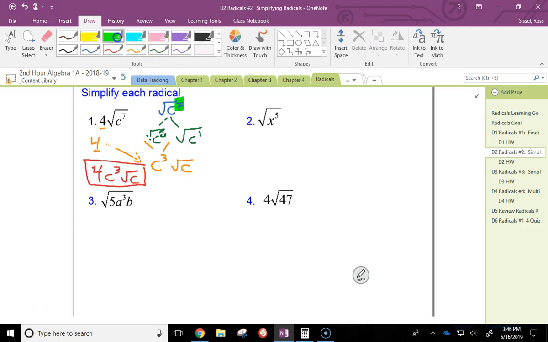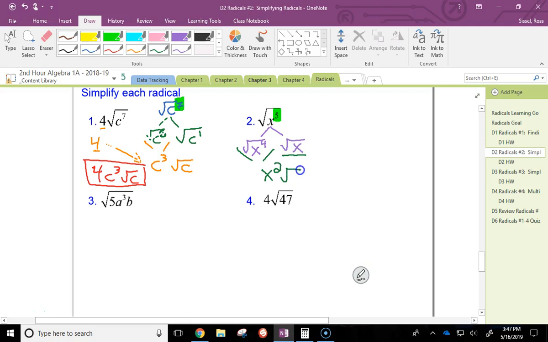Number 2. It's a negative exponent. So I'm going to change this to x to the 4th power and x to the 1st power, or just x. All I'm doing is taking my odd, subtracting 1 to get an even, and keeping a square root of 1 there. X to the 4th becomes x squared, and this one's left alone, so square root of x.